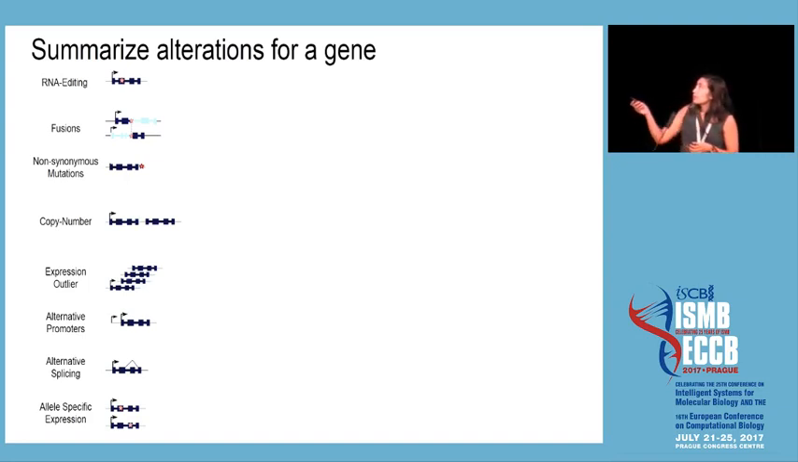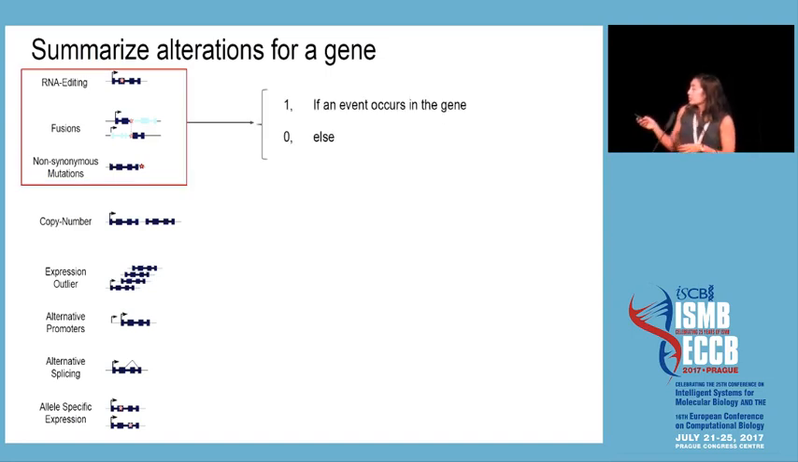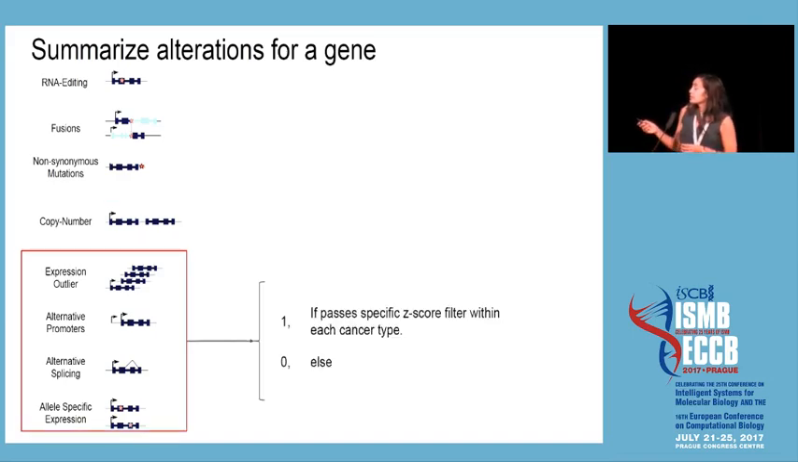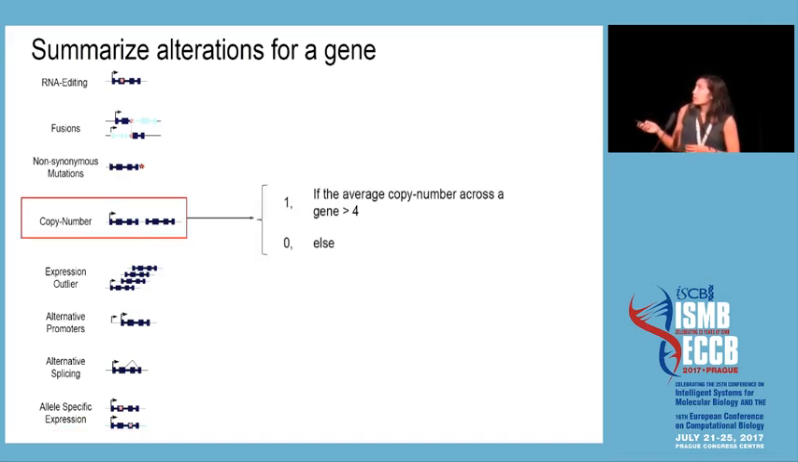Specifically for non-synonymous mutations, many of these events can occur within a gene. So the first level of summarization that we have to do is make them all somewhat of a gene-centric view. For example, for non-synonymous mutations, if the event occurs in the gene, then we give it a 1 or a 0 otherwise. For copy number, we average across the gene, and if the average copy number change is greater than 4, then we give it a 1 because this is a significant copy number event, and a 0 otherwise.